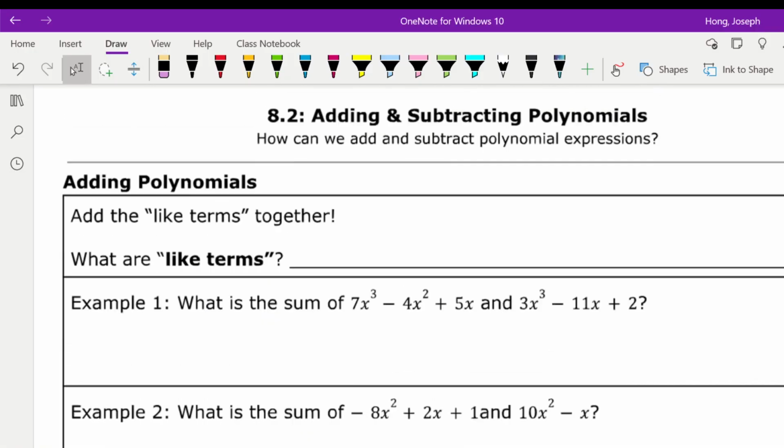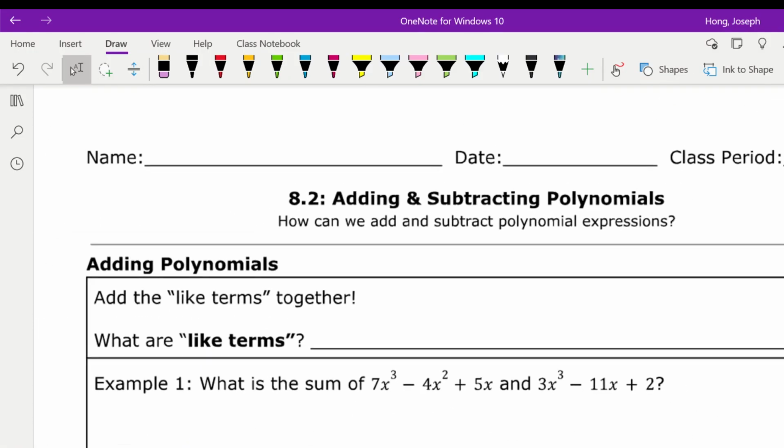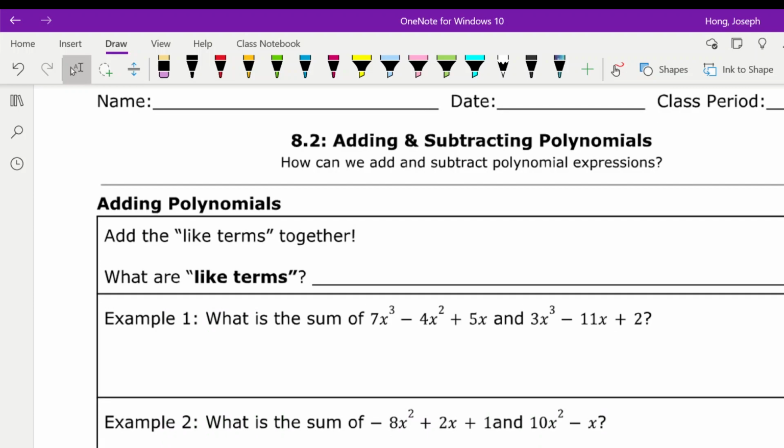Today we're going to be doing this new video, and we're actually going to start at 8.2. We're not going to do 8.1 today because I said so. So 8.2 is going to be talking about adding and subtracting polynomials. And I wanted to do this lesson because it's probably one of the easier lessons of the year.